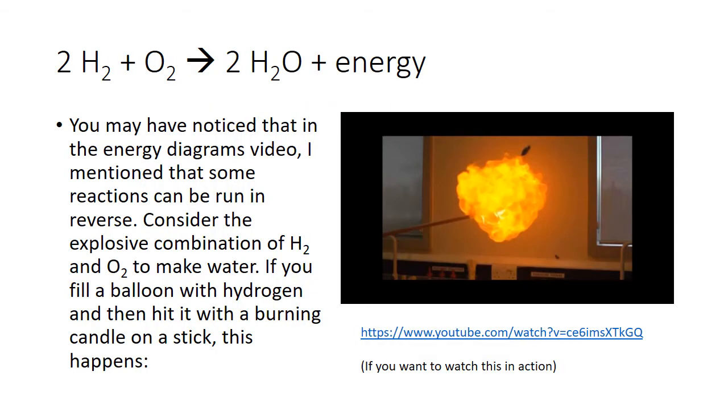All right, so if we take a look at this reaction, we have a couple of hydrogen react with an oxygen to make some water molecules and energy. It's exothermic. This would be favored by nature. And you may have noticed in the energy diagrams video, I briefly mentioned that some reactions can be run in reverse. So if we think about combining hydrogen and oxygen, it's a very easy reaction. You have a balloon of hydrogen, which I'm sure everybody has. But it takes almost no effort. You just have to get a heat source near it and you can get a fireball out of that. I'll link these videos in Canvas too if you want to watch the fireballs. They're fun.